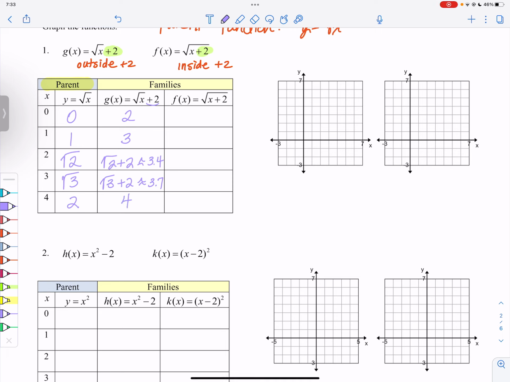Now we're going to go on the inside of the function. So as you can see, before we take the square root, we're going to add 2, okay? So if we add 0, then we're just going to have the square root of 2, and that's about 1.4. Now we're going to add 1, so that's the square root of 3. And then we have 2. We have root 5. And we have root 6.